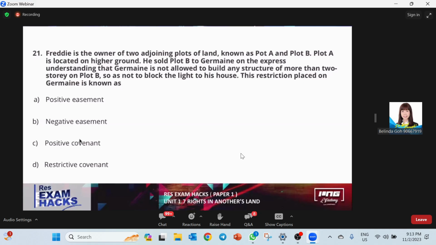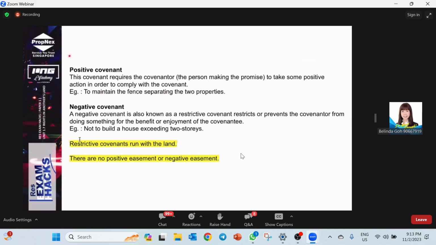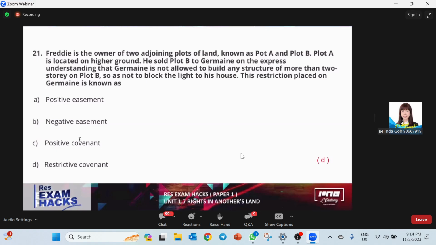So now I have actually summarized what a positive covenant is over here. You can read. Example, to maintain a fence separating the two properties is a positive covenant. What is a negative covenant? Not to build a house exceeding two stories. A restrictive covenant runs with the land. Okay, there is no negative easement. So now, the answer will be restrictive covenant.